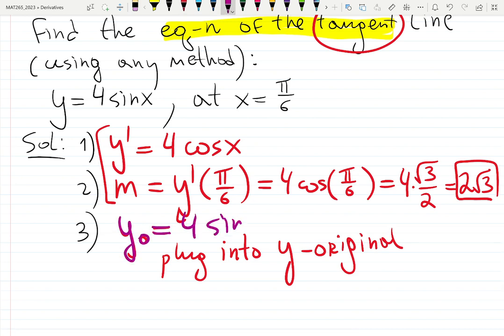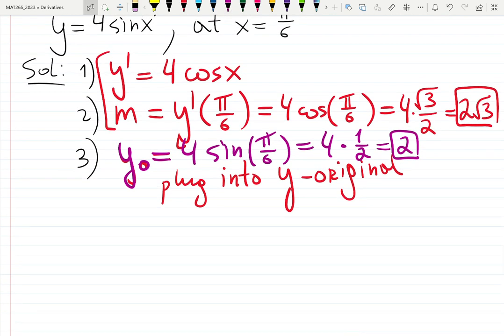For sine of pi over 6. What is sine of pi over 6? 1 by 2. So it's going to be 4 times 1 by 2. The answer is 2, right? Correct? Good. Put it in the box. Everything you find, put it in the box because you will be using it.